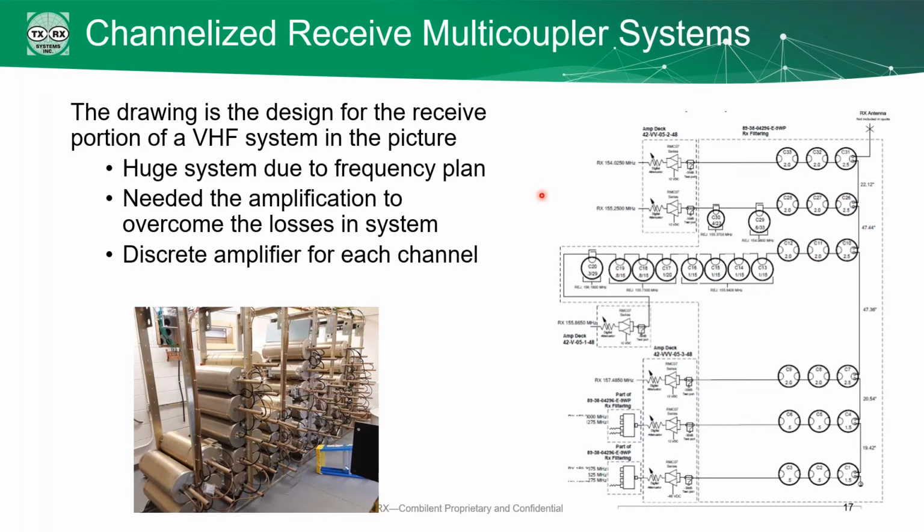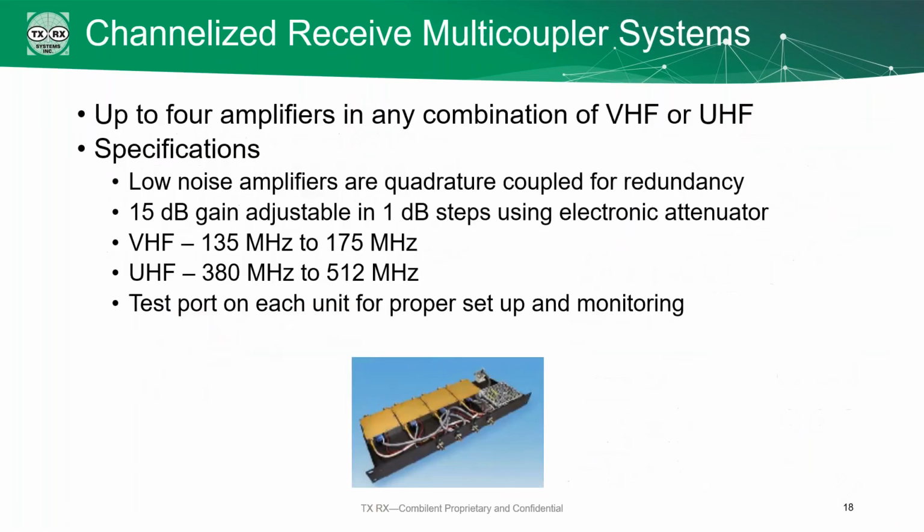Each channel needs its own amplifier to overcome the losses, and each amplifier can only handle one channel. So in addition to all these filters, you can see that we have a total of 6 amplifiers on this system. Each RMC deck can have up to 4 amplifiers on it. So if we're doing 6 amplifiers like the previous system, we would need 2 decks. These amplifiers can be any combination, though, of VHF or UHF, so that's great. It lets you add on as many frequencies as you need.